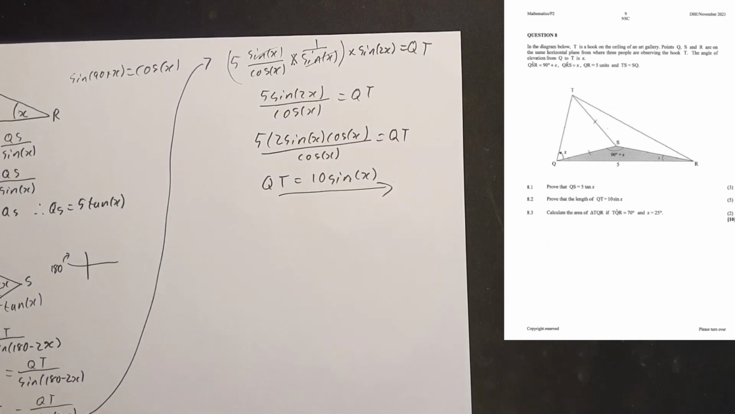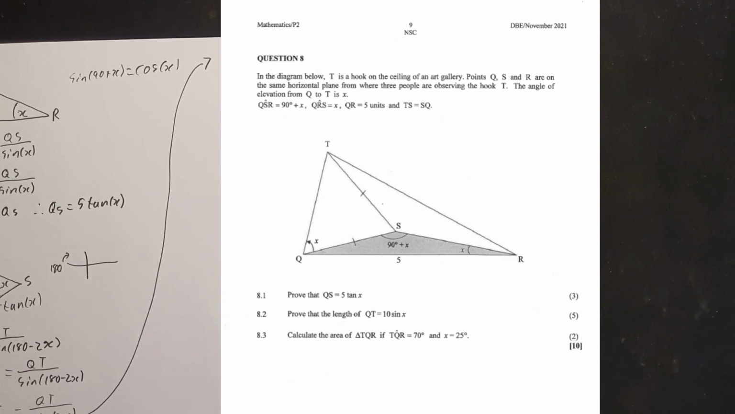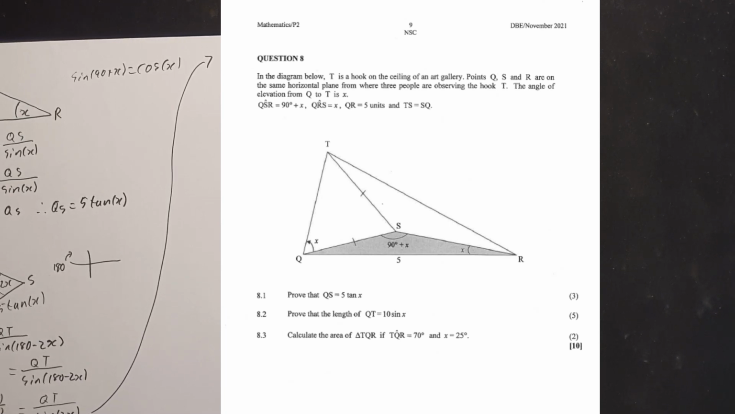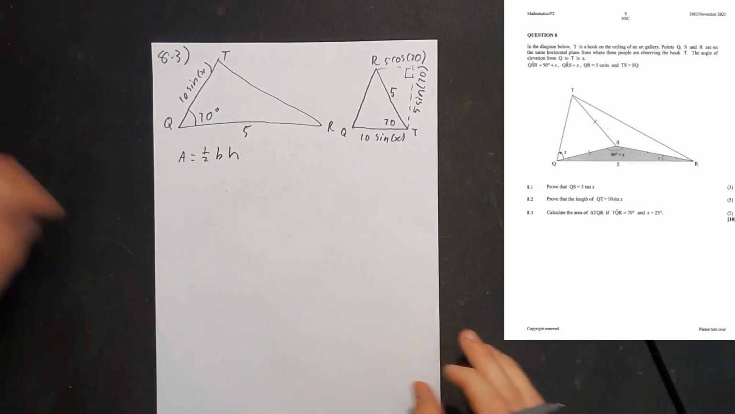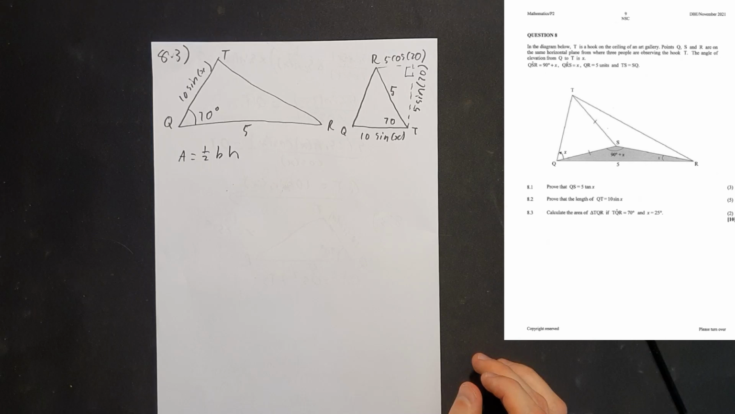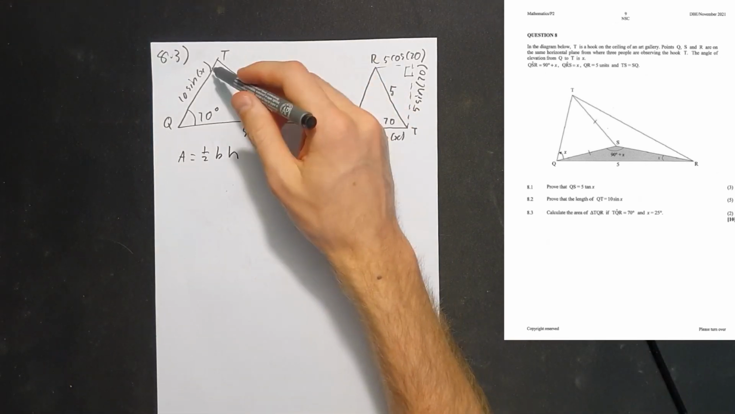Okay, now if we look at the last one there, it says calculate the area of the triangle if TQR equals 70 degrees and x equals 25. Okay, let me just fix question 8.3 here. I see I made a bit of a mess. Okay, so 8.3 is asking you to calculate the area of this triangle over here.